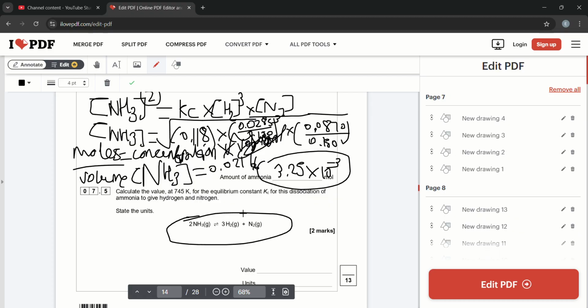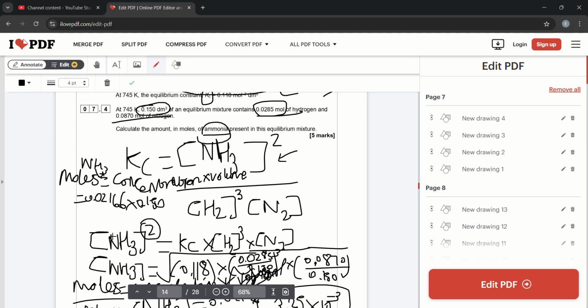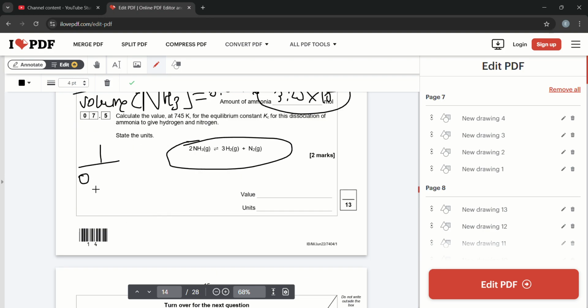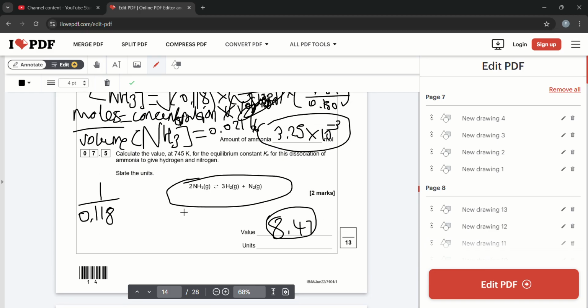So to find the Kc for this, it's just going to be 1 over the Kc for this reaction, 1 over 0.118. It's a bit of a tricky question, but if you haven't seen this type of question before, now you've seen it, so now you know for next time.